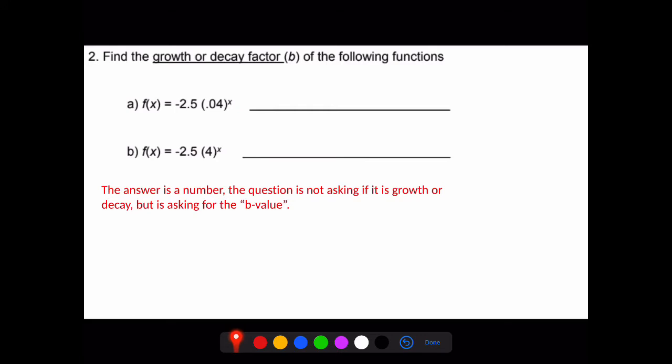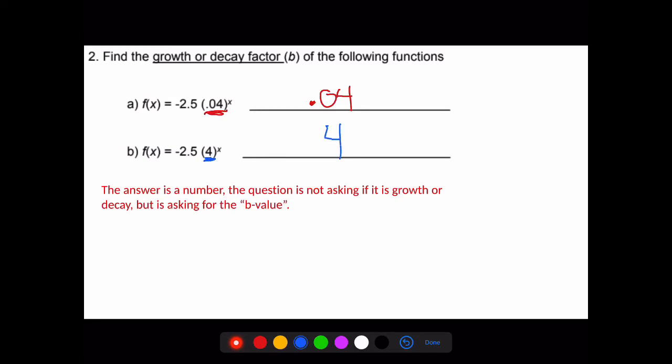And if you're not very precise on the test with these, you will mess up your answers. So please be careful. So looking at this, for our first one, our b value, once again, is whatever is raised to the power of x. So that 0.04, that is our b value. Meanwhile, for our second one, the number that's raised to the power of x is 4.